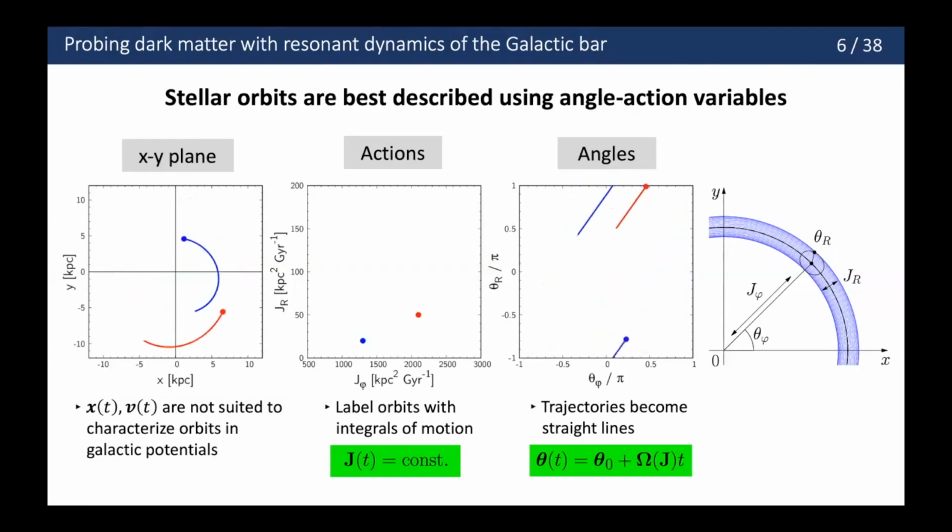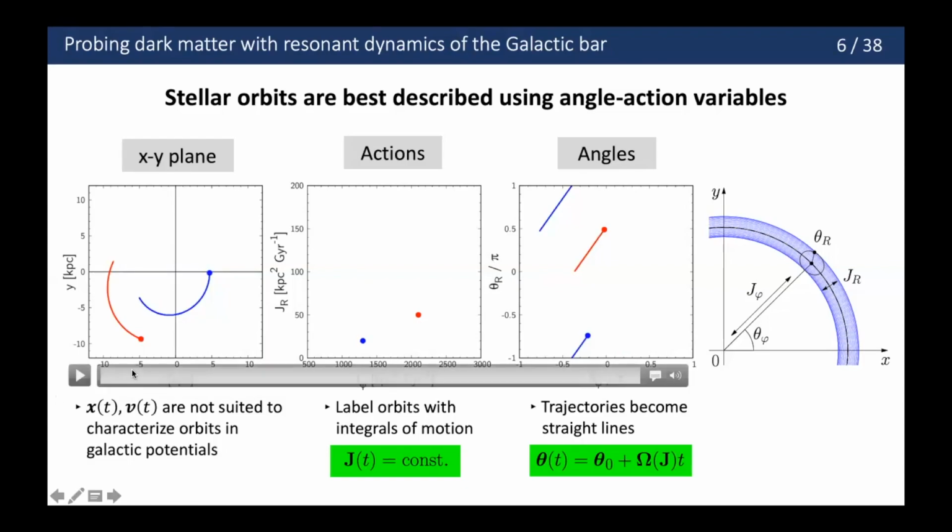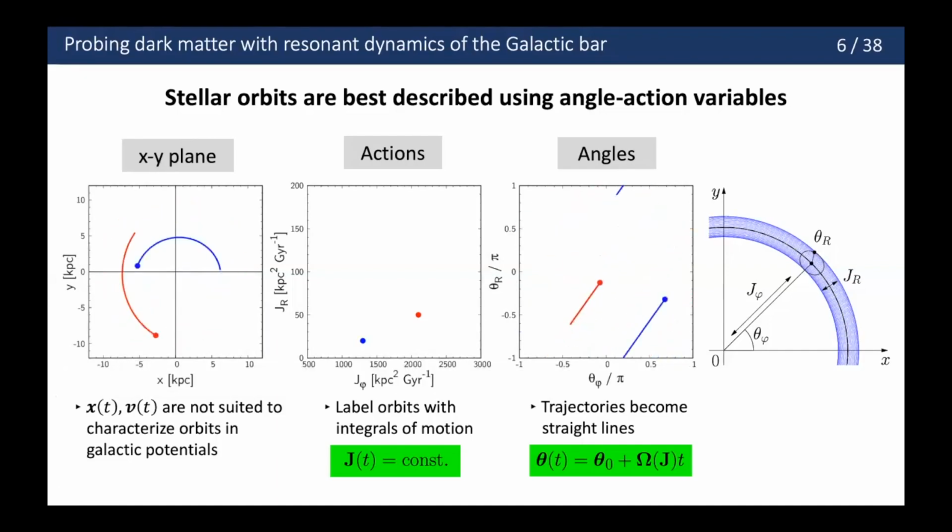And the coordinates that are conjugate to these actions are called angle variables. Theta phi describes the phase of the guiding orbit, and theta r describes the phase of the radial oscillation around the guiding orbit. So you can see that the orbit that looked complicated in real space becomes a simple straight line in angle space.